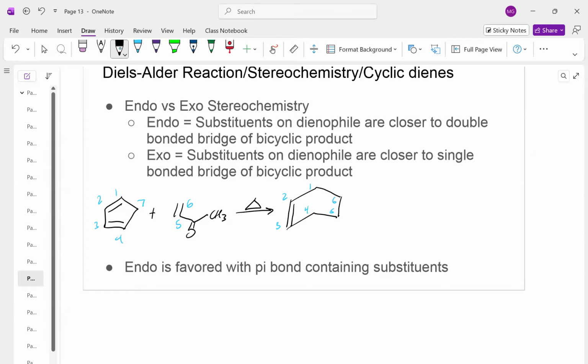Now, when I draw the mechanism for this, I want you to pay close attention to the arrows. Did I break any bonds around number 7? No, number 7 is still connected to 1 and 4. So the way I'm going to represent that is with this kind of bridge here that goes upwards. There is carbon number 7.